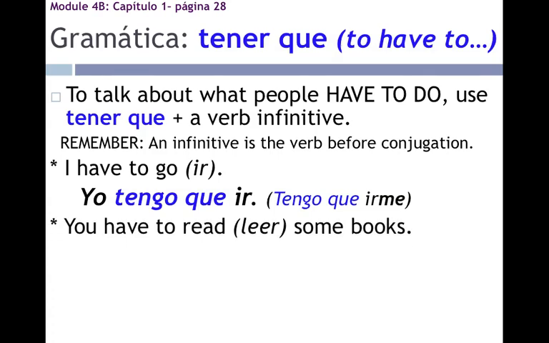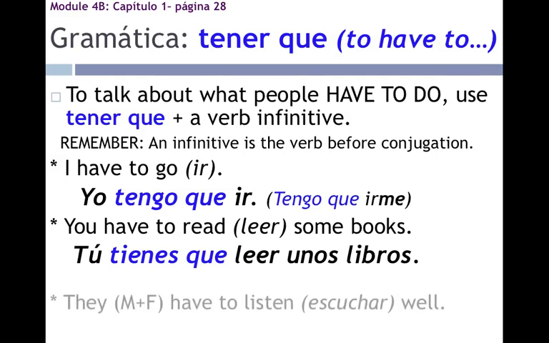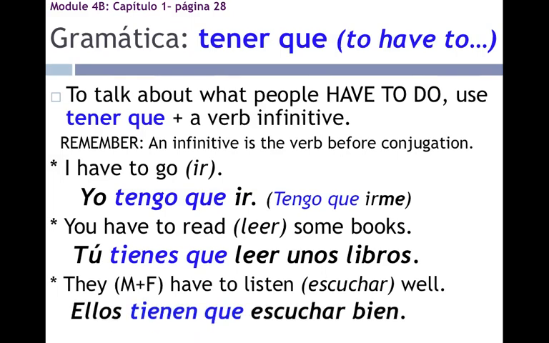You have to read some books. Tú tienes que leer unos libros. So you see in both examples, the first one, ir, the verb ir means to go. The verb leer means to read. Finalmente, they have to listen well. Ellos tienen que escuchar bien. So there you see the infinitive.